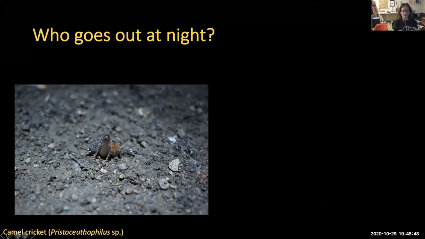So one group is the camel crickets. And like many of the other organisms that we'll see, during the day they hide under logs or rocks or even in the leaf litter. And at night, they'll go out. Some of them go out to eat, so if they're predators or herbivores or whatever, they go out to eat, and some of them go out looking for a mate, trying to reproduce.